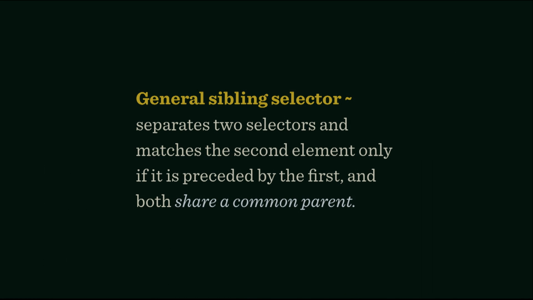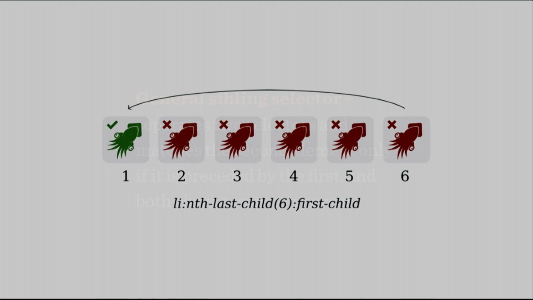Now, there is a general sibling selector, the adjacent sibling selector, which separates two selectors and matches the second element only if it's preceded by the first and both share a common parent. You'll understand in a second what I mean.